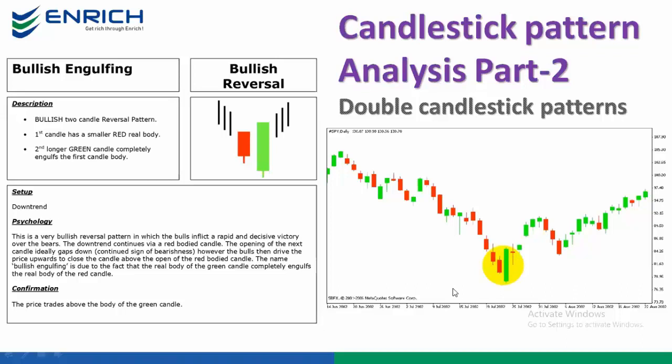So as I told you initially, when you look at the body, if the body is really big, it shows that the bulls are in control. In this case, the green color candle is really big. It shows that the buyers are in control. Okay.